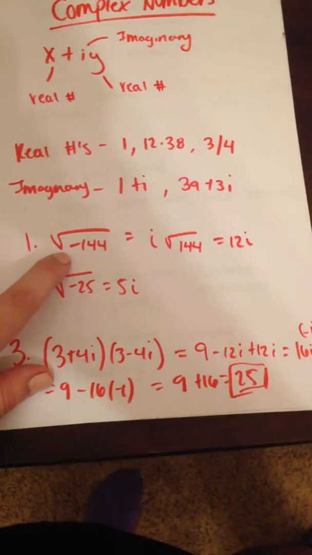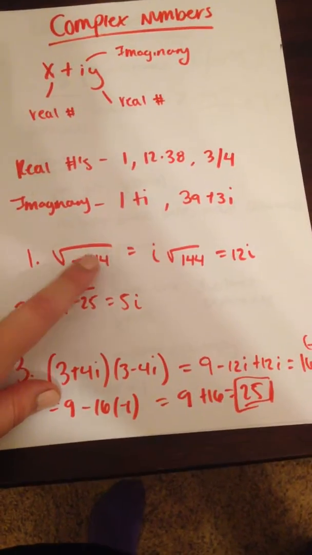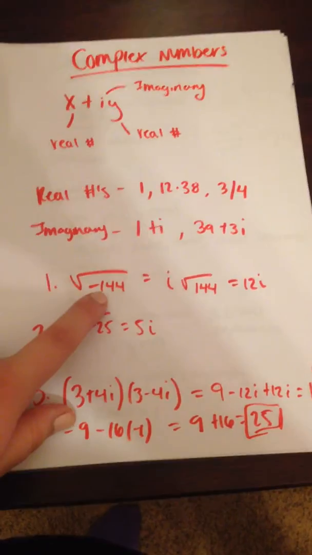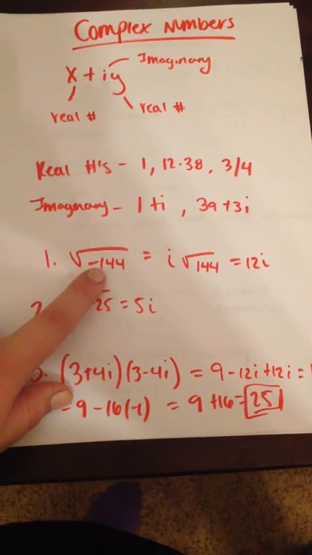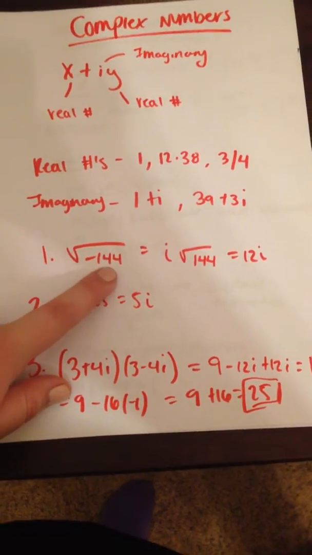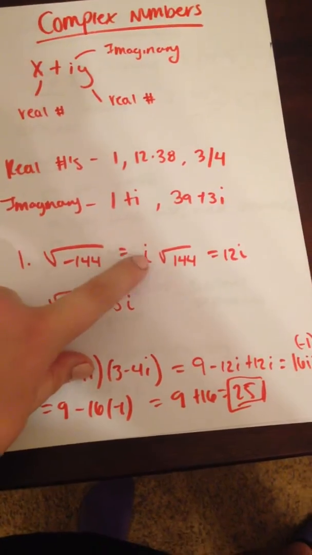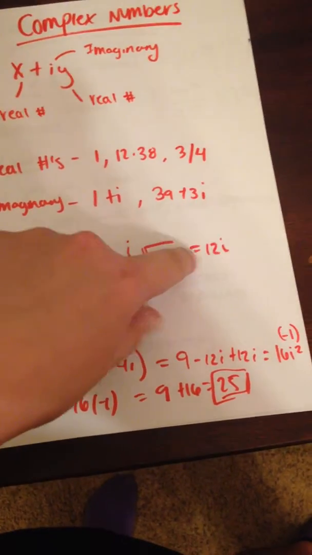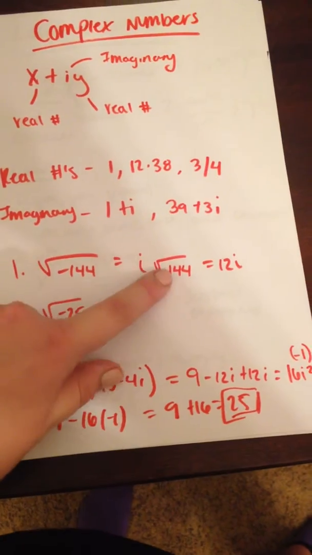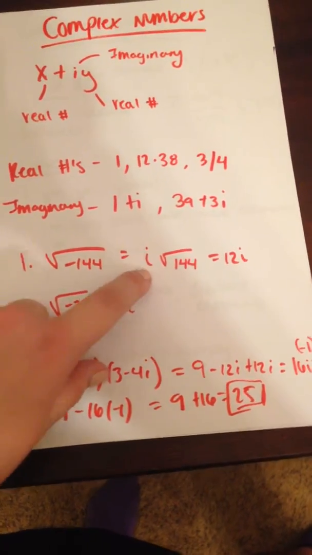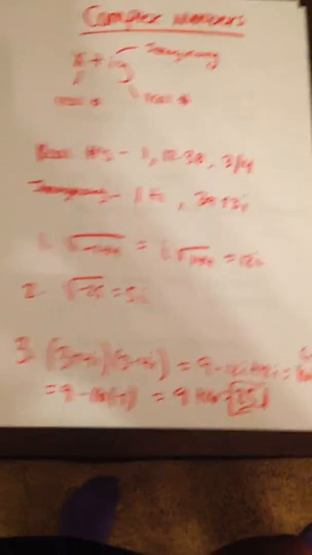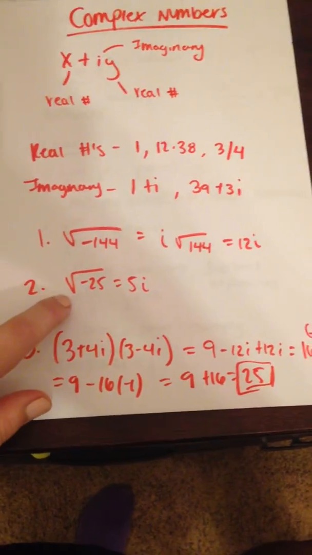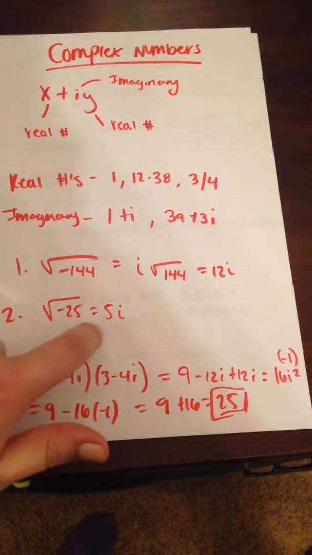And one of the problems I have right here is square root of negative 144. You don't really see that often, because you see square root of 144, but you don't see square root of negative 144, which would equal i square root of 144 equals 12i. Because the square root of 144 is 12, and since you have that i, you have to put the i right behind the 12. And the next one I have set up is square root of negative 25 equals 5i.